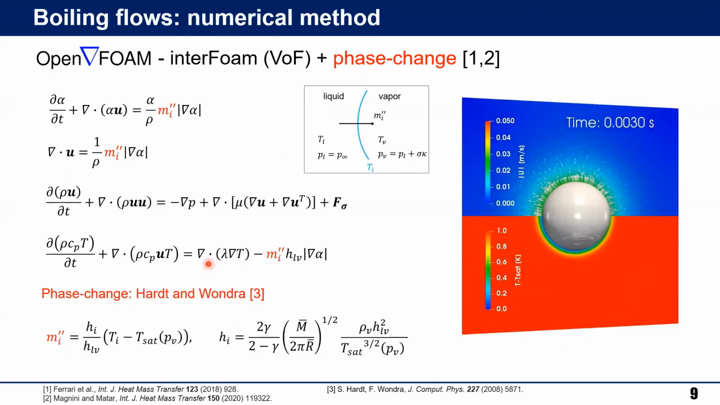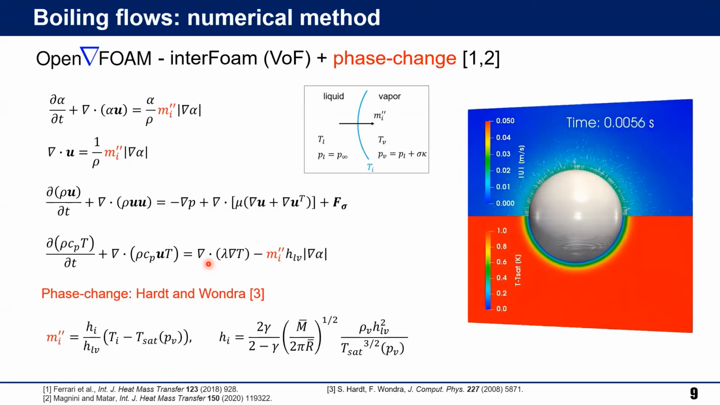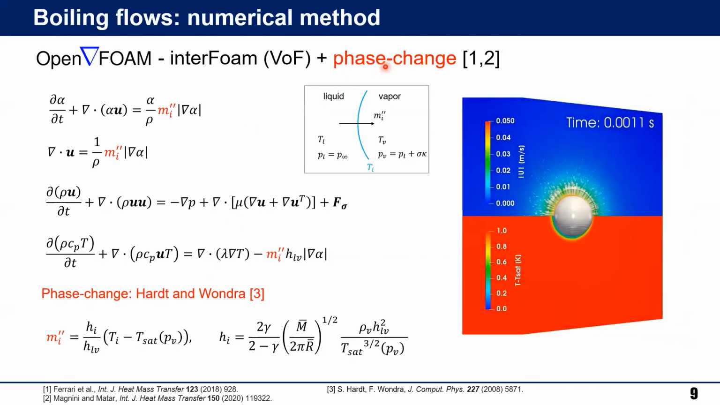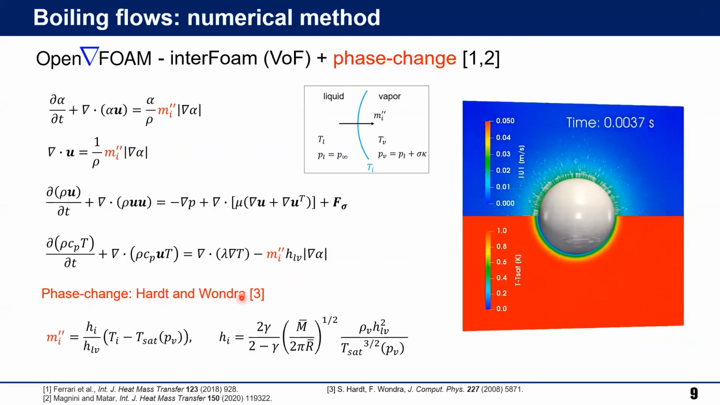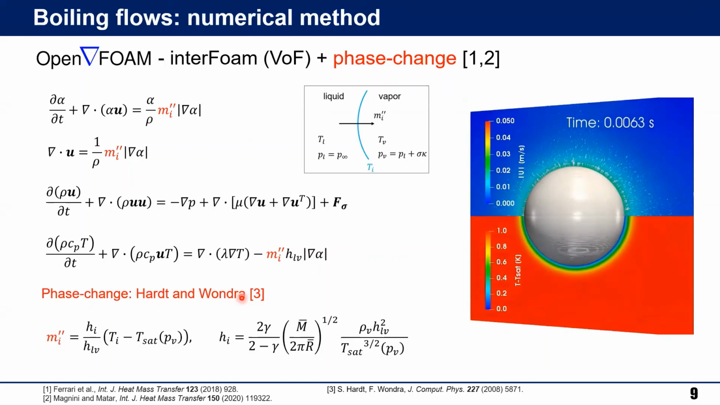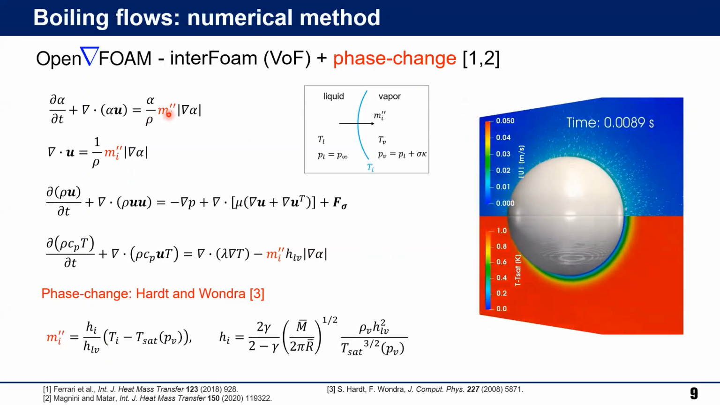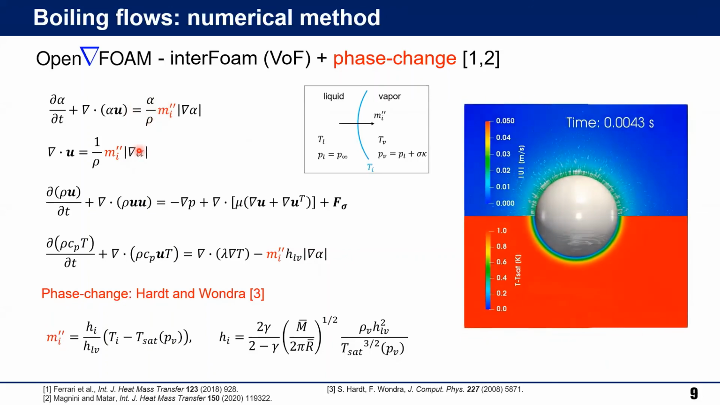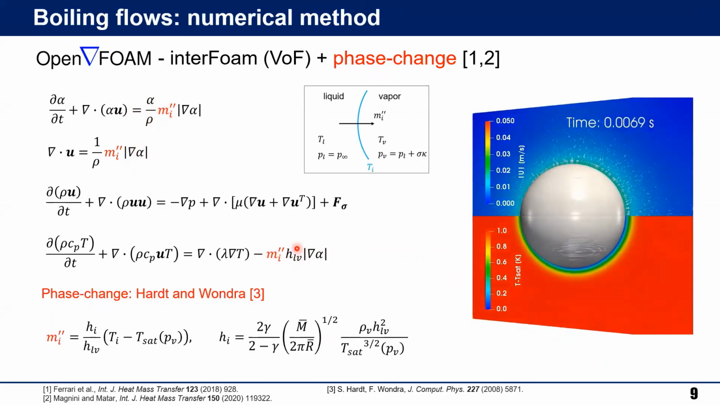Now, for what concerns the boiling, we are using interFOAM, to which we implemented a phase change based on the Hardt and Wondra model. So it's an incompressible flow model where we have source terms related to phase change on the volume fraction equation, momentum equation, and energy equation.